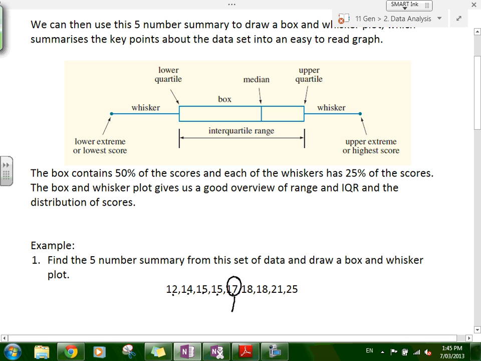So we'll just mark that with an arrow, Q2. Okay, so then we've got 4 on each side. What is the lower quartile? Yeah, between 14 and 15. So 14.5 is Q1.